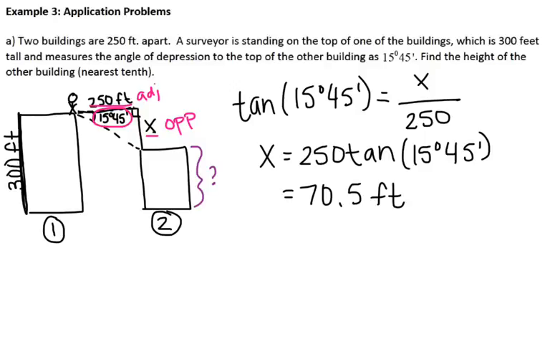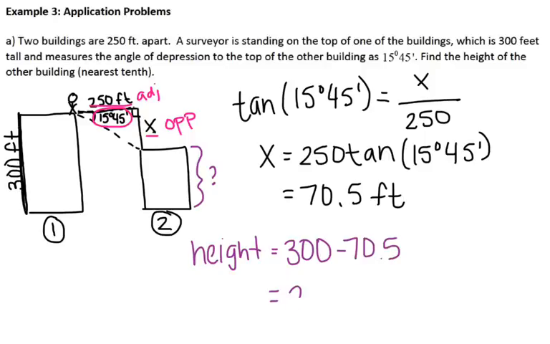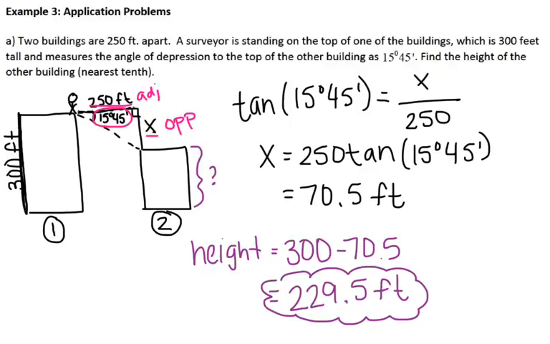So that means the first building is 70.5 feet taller than the second building. So if I'm trying to figure out the actual height of the second building, I'm taking 300 minus 70.5, which gives you 229.5 feet. And that is the height of the other building.